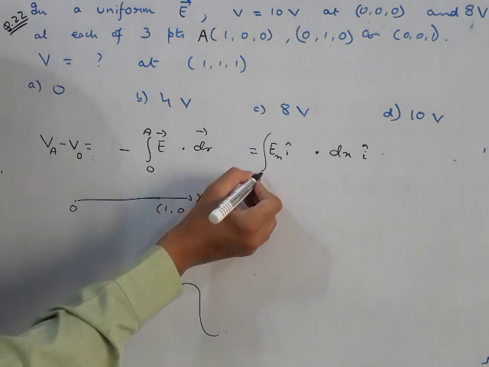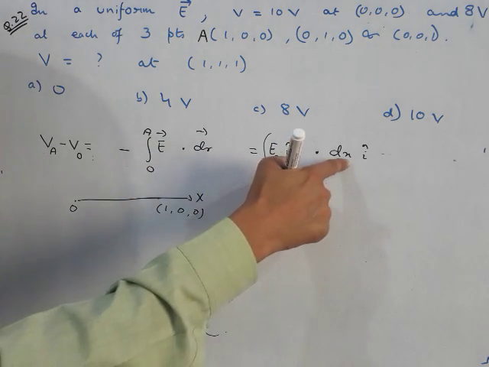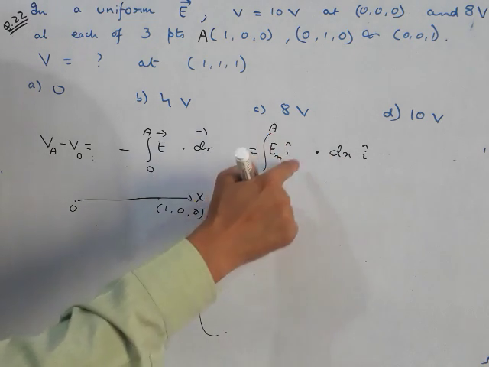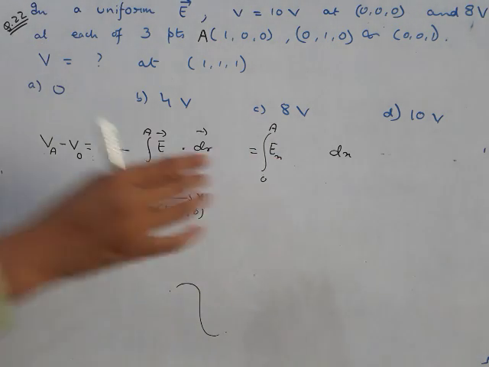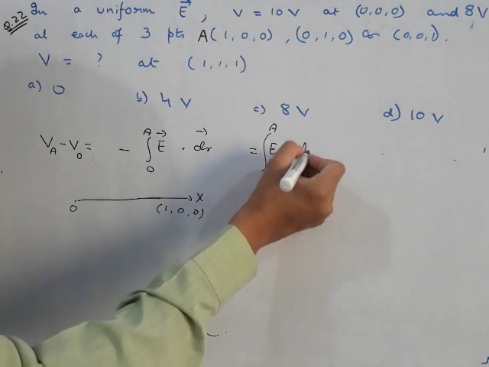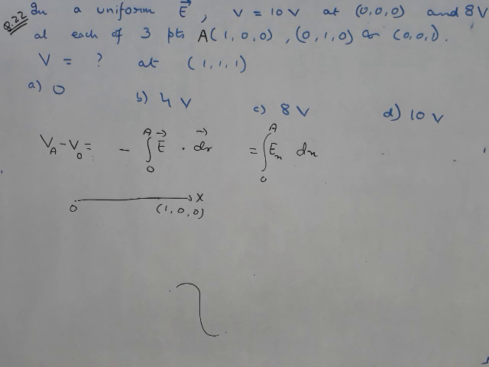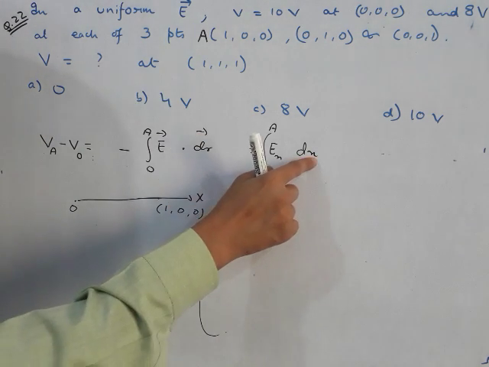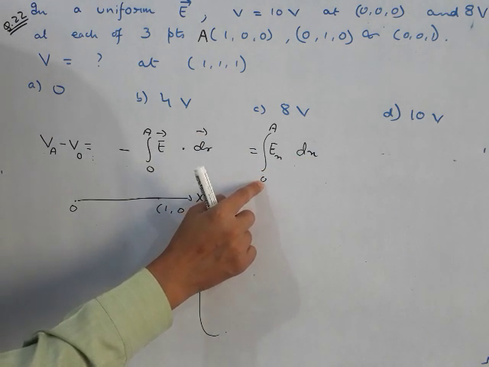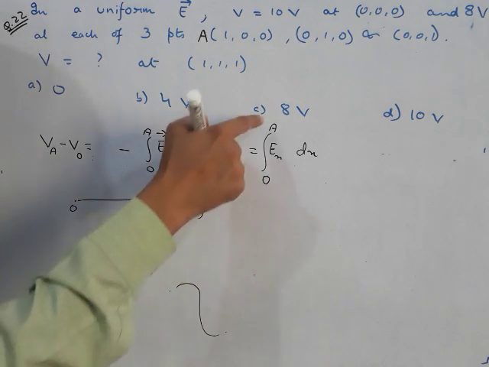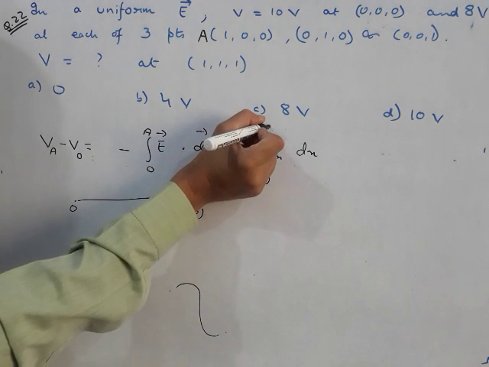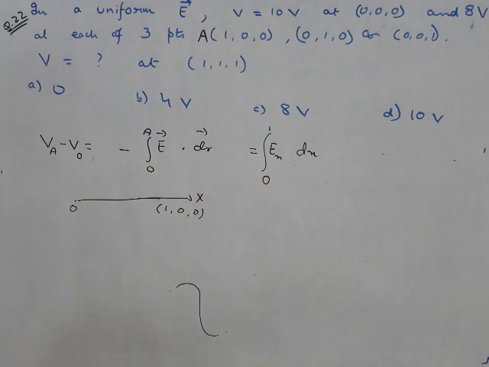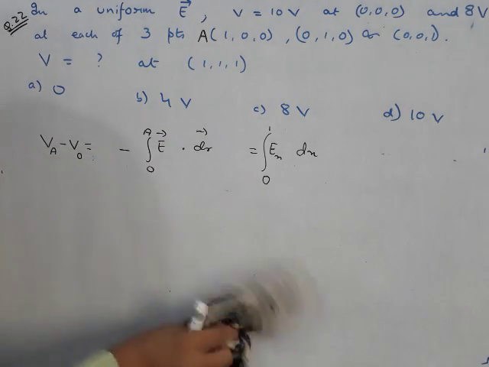Integration from origin to A. Now the variable is only x. I dot I will become 1. So I am removing it, and this will become simply Ex into dx. Now the variable is x. So at origin, what is the value of x? It is 0. And at A, what is the value of x? At A, the value of x, you can see this point, it is how much? 1. In this way, we have written the expression for VA minus V naught.